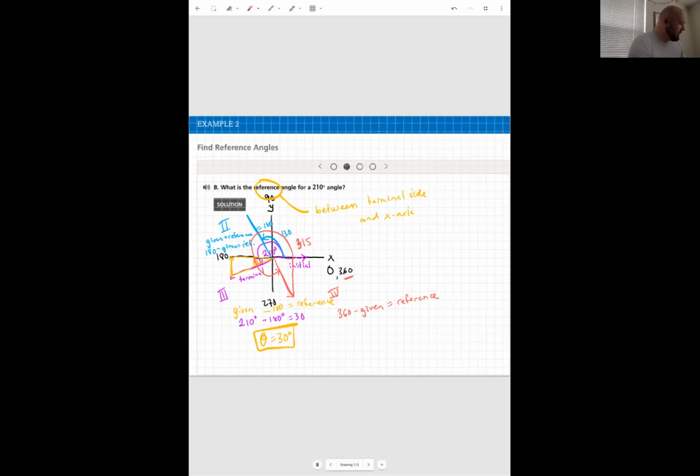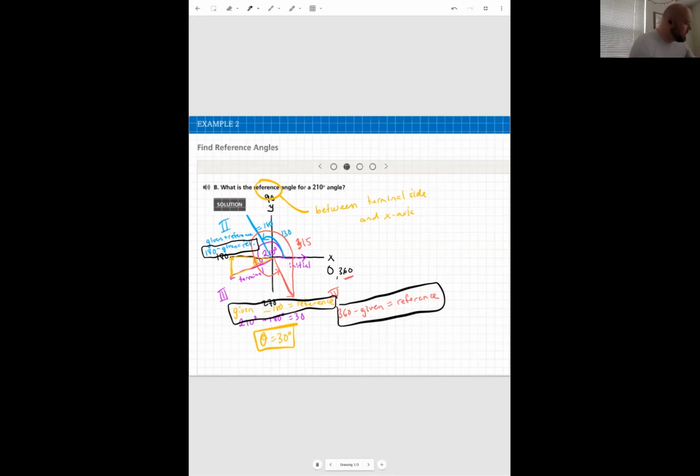So there's 3 different formulas that you can use to figure out what your reference angle is. Just to summarize this, if you're in quadrant 2, you're going to do 180 minus your given, gives you the reference. If you're in quadrant 3, you're going to do the given minus 180 to get the reference. And if you're in quadrant 4, you can do 360 minus your given to get the reference.